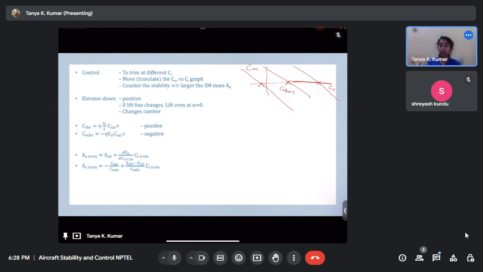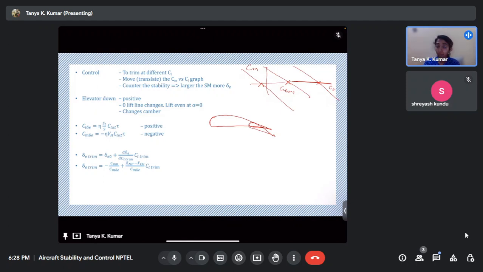The convention is that when you deflect the elevator down, it is considered a positive deflection. What happens is that it gives you an effective camber, right? The tail is usually symmetric, so if you deflect the elevator downwards like this, it introduces an effective camber. We've seen from our lift curve slopes that the introduction of camber increases the lift generation. So there is lift even at zero angle of attack, which is what's written here.